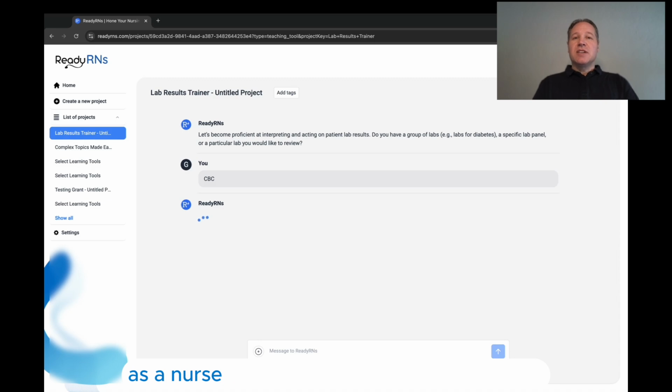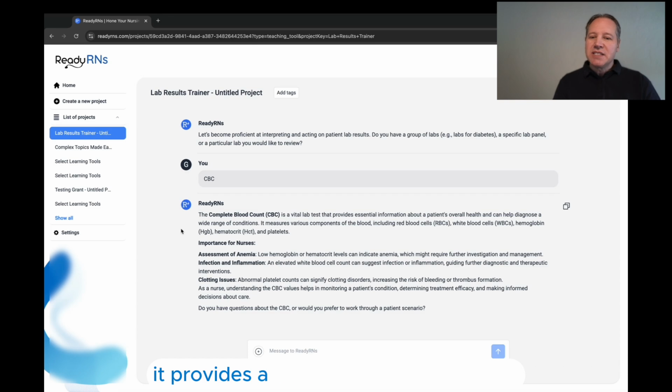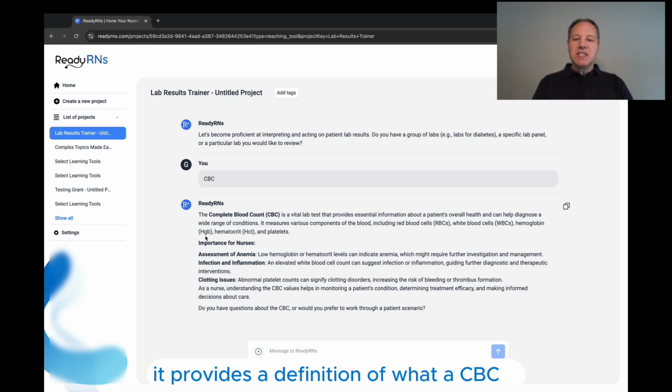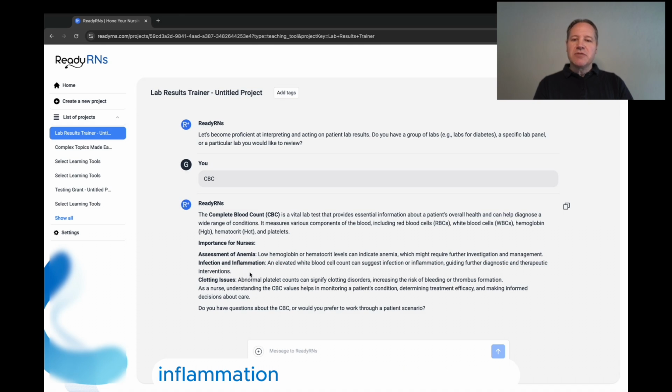And as a nurse, I love to be able to know what's happening with my patients, and learning to read lab results and interpret them and turn them into action is obviously super important for us nurses. So let's see what it has to say. As you can see, it provides a definition of what a CBC is and why it's important, such as anemia, inflammation, clotting issues, and so on. So we're going to focus on a patient scenario.